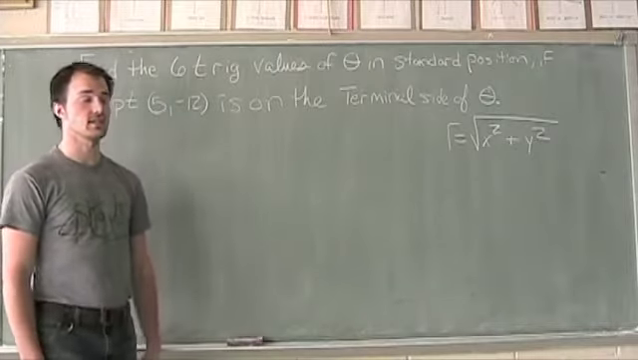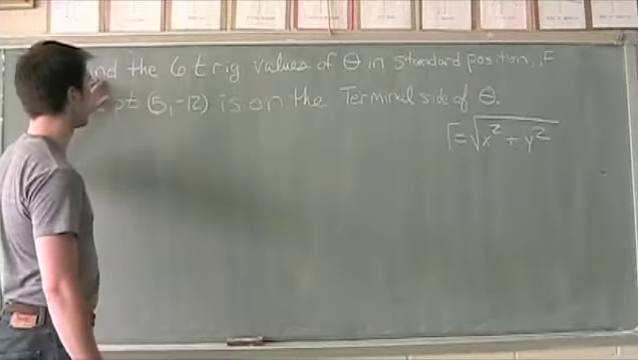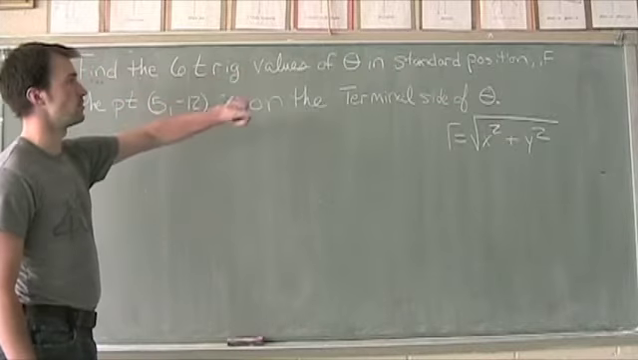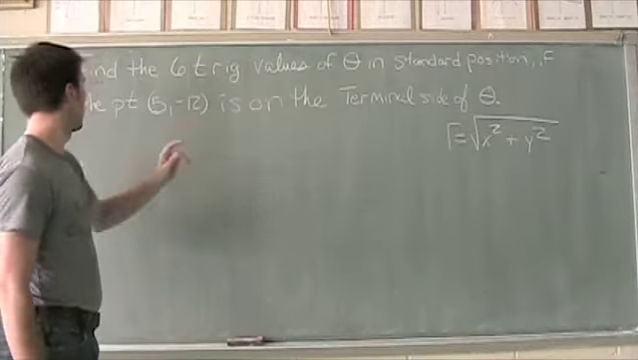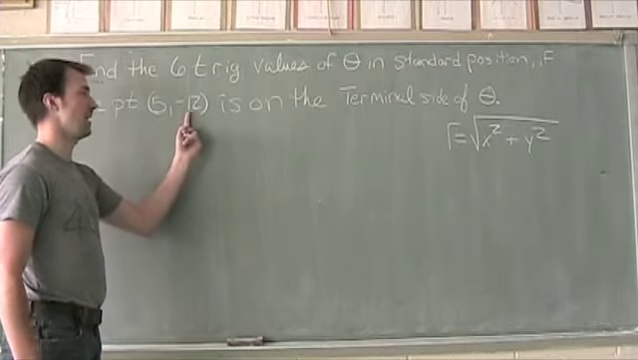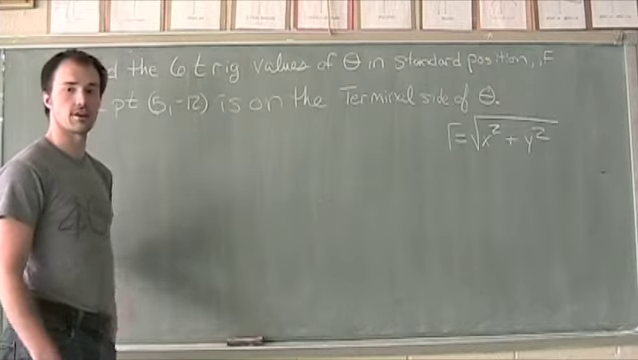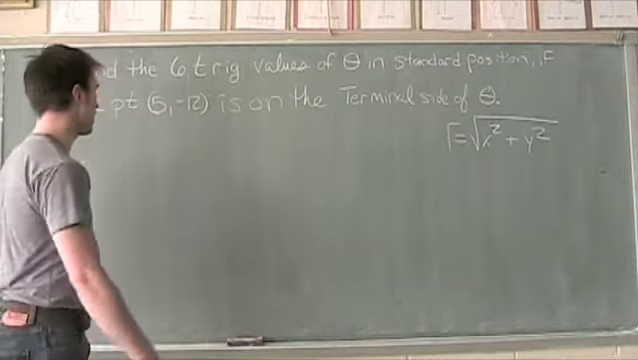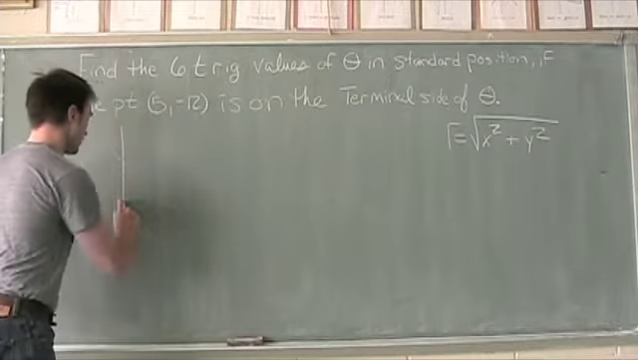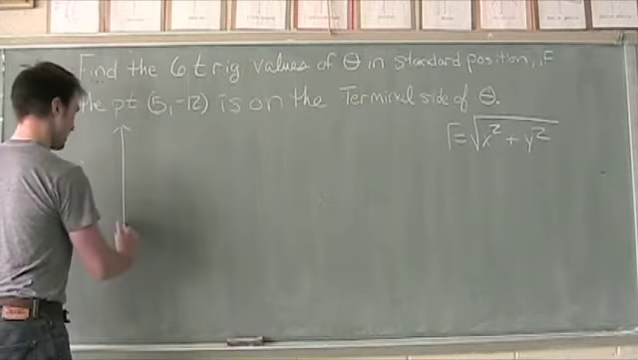Hi. In this example, we're going to be evaluating and finding the 6 trig values of theta in standard position if the point 5, negative 12 is on the terminal side of theta. Okay? Let's draw up a quick sketch of what we're going to be looking at here. Let's find that theta value.